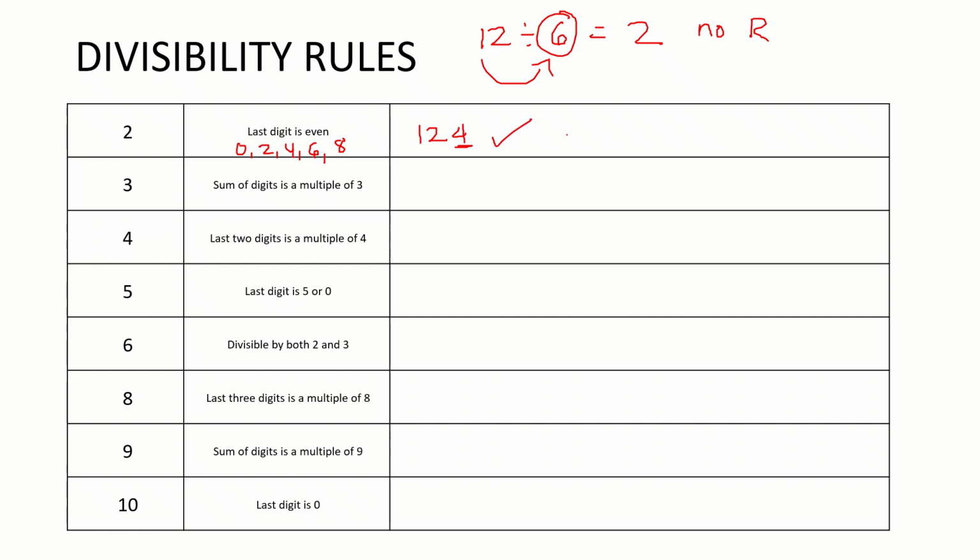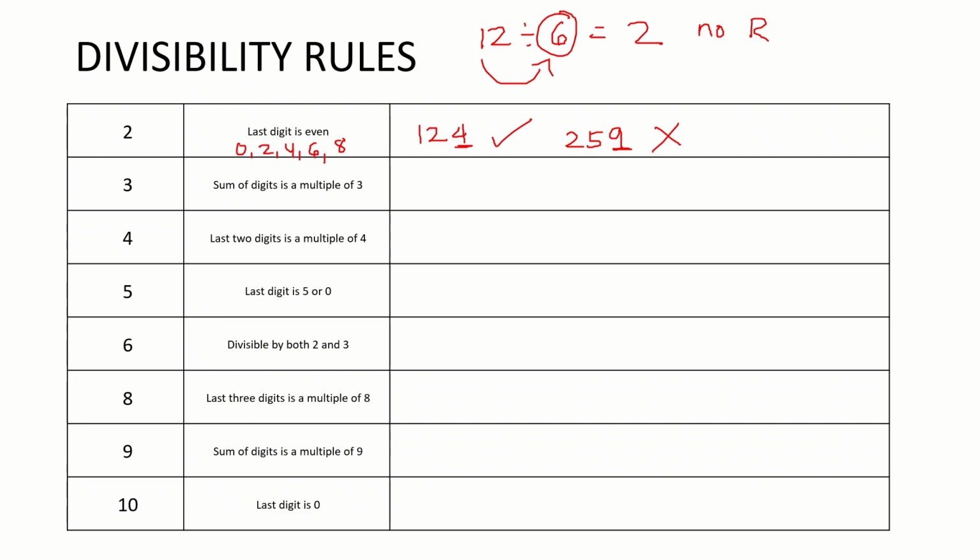Another is 259. Last digit is 9, which is not an even number. That means 259 is not divisible by 2. For 3, you just need to check whether the sum of the digits is a multiple of 3.